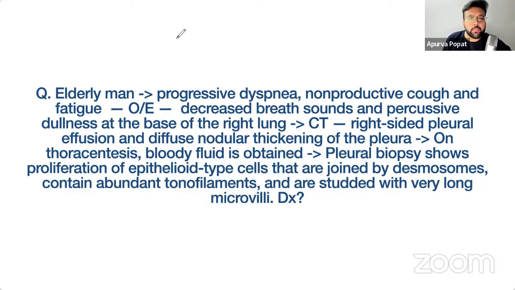What kind of immunohistochemical stains can you get? Immunohistochemistry would be positive for cytokeratin.